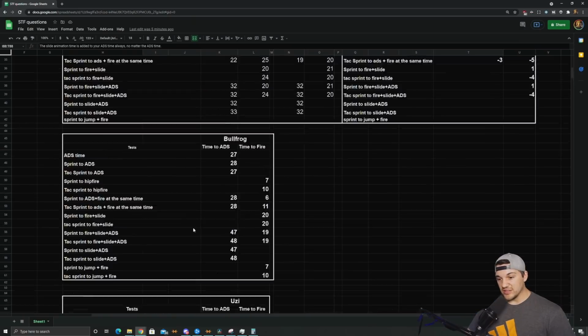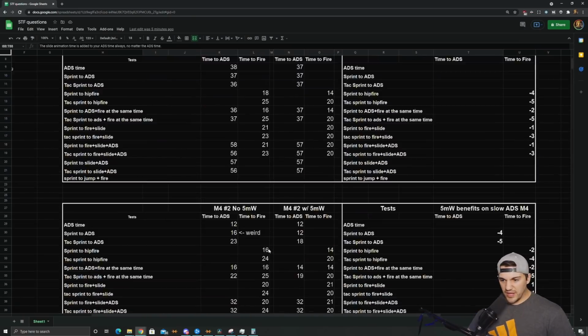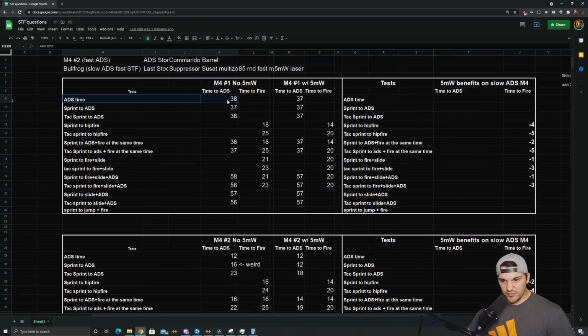The slide animation time is added to your ADS time always, no matter what your ADS time is. So if you look at these again, just briefly, you'll see my default ADS for the slow M4 was 38 frames. And then in every single case, it took an extra 20 frames to ADS when I came out of a slide. So if I slid and tried to ADS at any point, it always took exactly 20 frames extra to ADS than it did just default ADS.